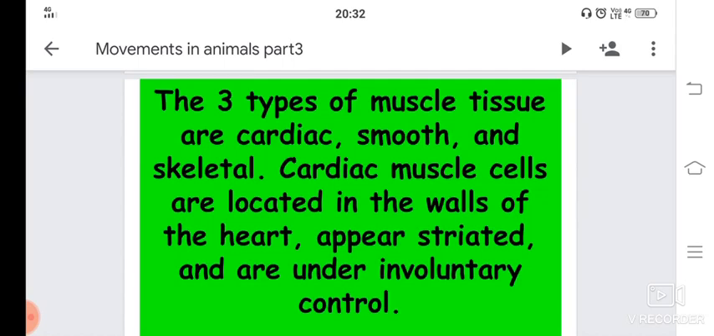So we can call it involuntary. Without our knowing, it is doing its movement. So we can call it involuntary. So we have a special muscle over there that is called the cardiac muscle.